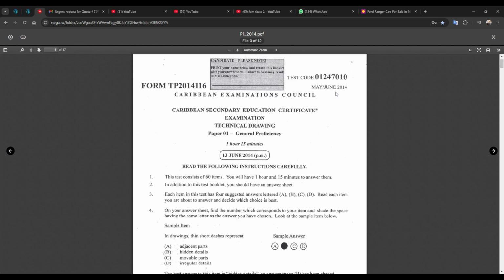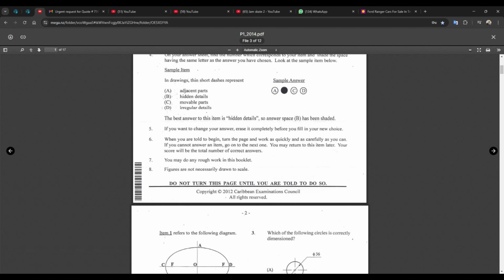We are back to our technical drawing CSEC CXC Paper 1 series, and as you can see here, we'll be doing May-June 2014. Alright, so let's get into it.